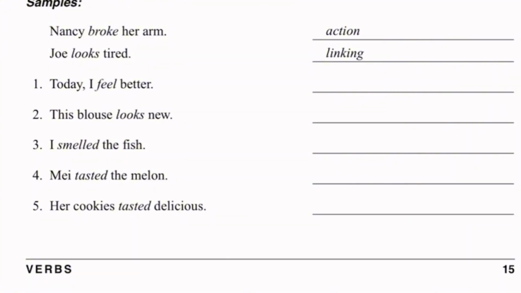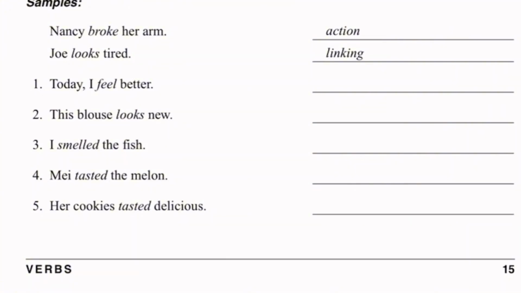This blouse looks new. Can we say this blouse is new? Yes, we can. So looks is a linking verb. I want you to try number 3. I will give you 2 seconds. I smelled the fish. Linking or action? The answer is action, because we cannot say I am the fish.